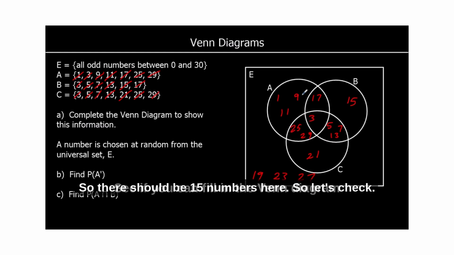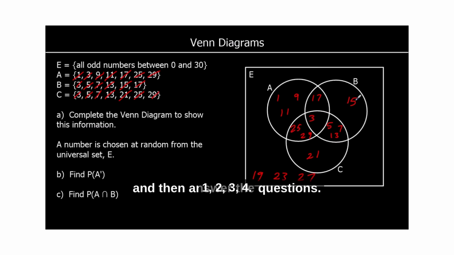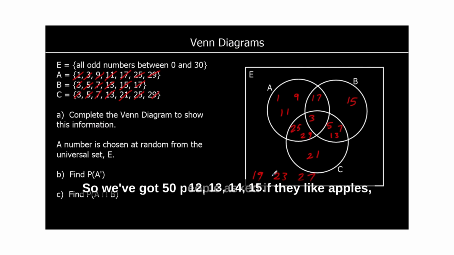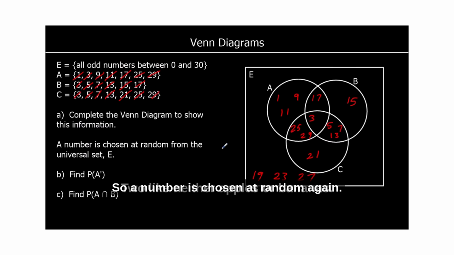So there should be 15 numbers here, so let's check. 1, 2, 3, 4, 5, 6, 7, 8, 9, 10, 11, 12, 13, 14, 15. So a number is chosen at random again. Find the probability that it's in A complement. So what's this mean? It means not A. Find the probability it's not in A.